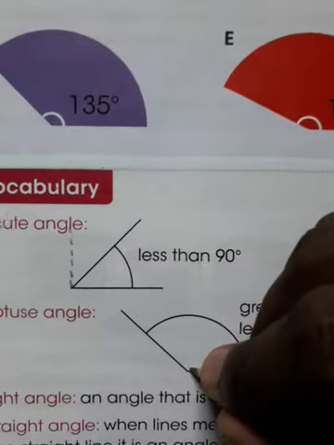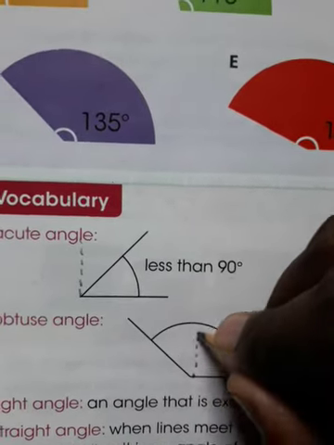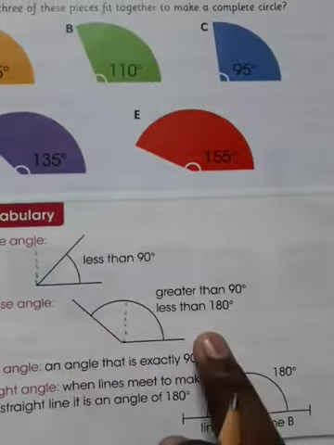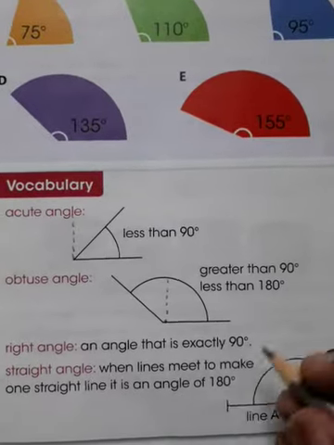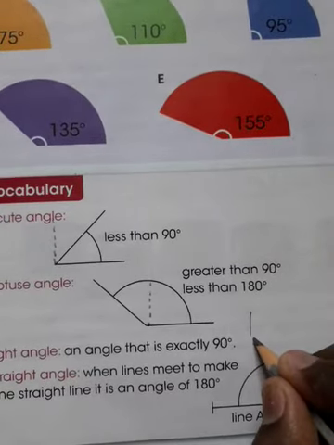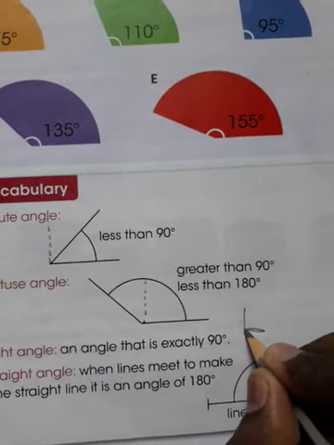Obtuse angle. So this is 90 degrees, and it's more than 90, more than 90 but less than 180. Now, right angle: you know that it is exactly 90 degrees, like this way. This is exactly 90 degrees. It's a right angle.